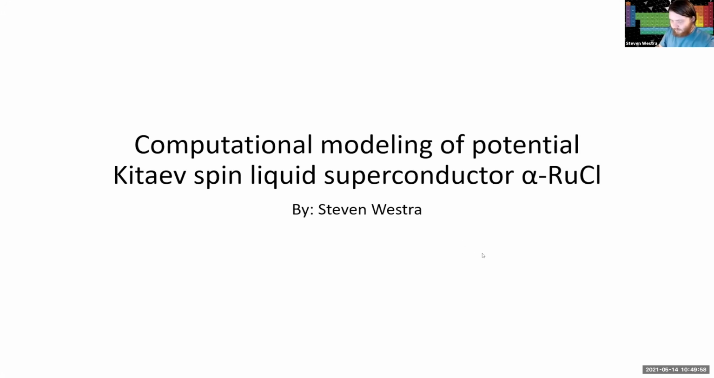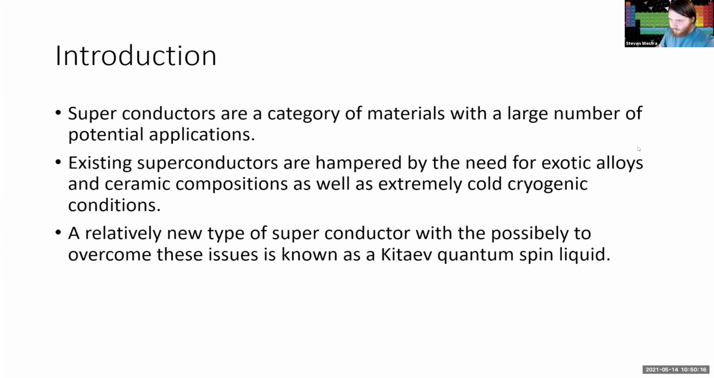And so, as you can see from the title, my project was on computational modeling of a plausibly potential Kitaev quantum spin liquid superconductor known as alpha-ruthenium chloride. And there should be a 3 on the end here, but that's not important. So the introduction.